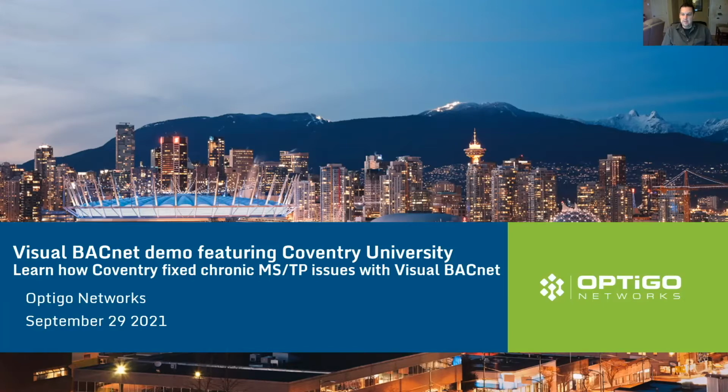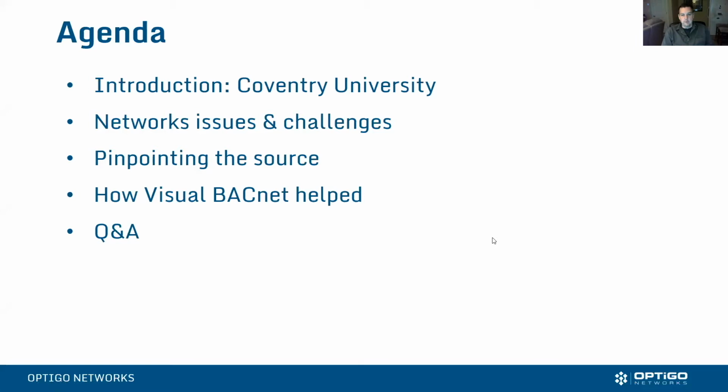Some chronic MSTP issues that Chris had at his university. Today we're going to learn a little more about Coventry University, its size and shape and what they're all about. We're going to go over the network issues and challenges that Chris came across in one of his buildings. We'll look at how he successfully pinpointed the source, with some challenges of course, and how Visual BACnet helped along the troubleshooting process, sped things up and got it resolved. Then there'll be some time for questions and answers.